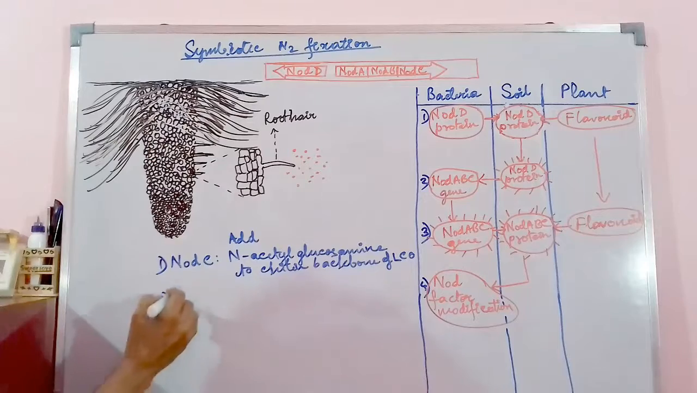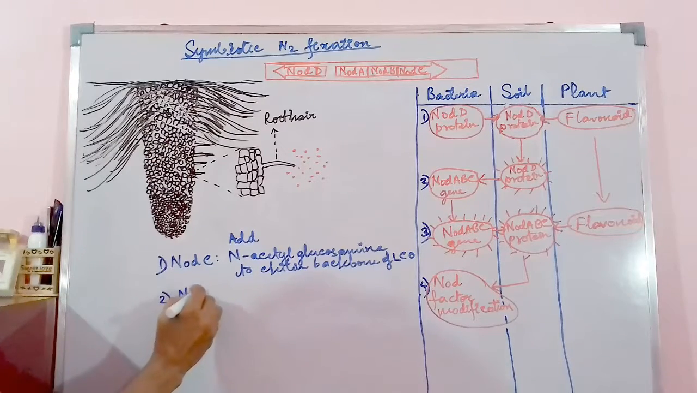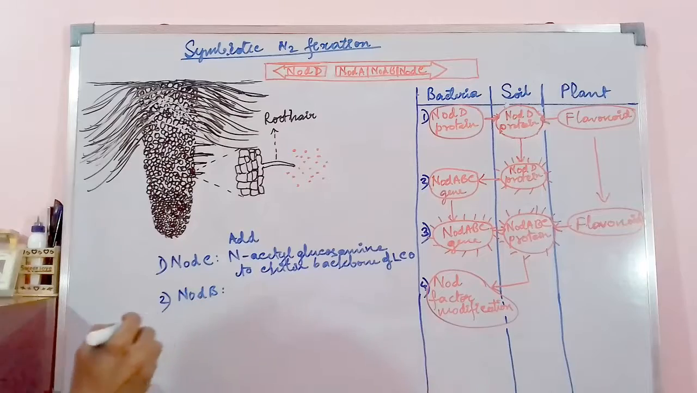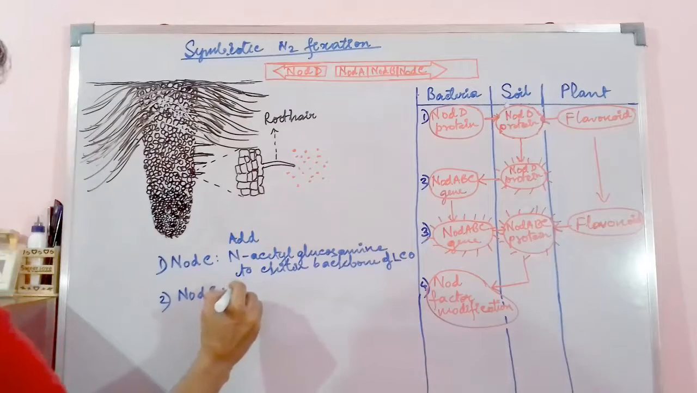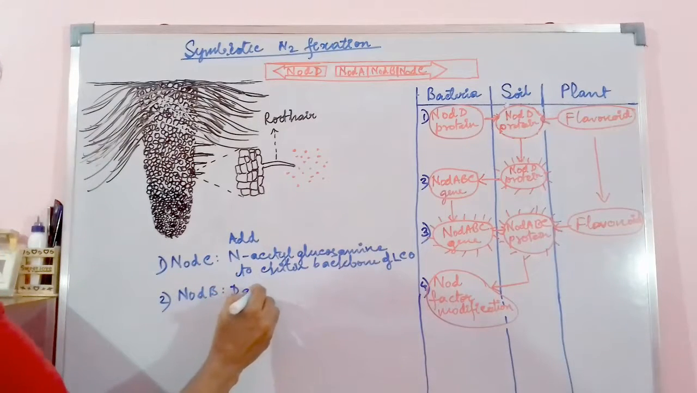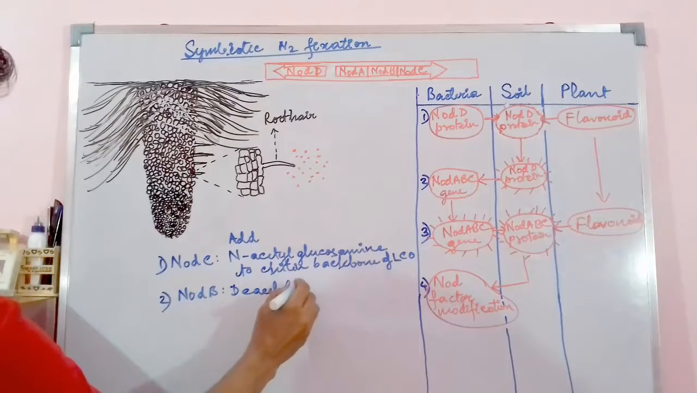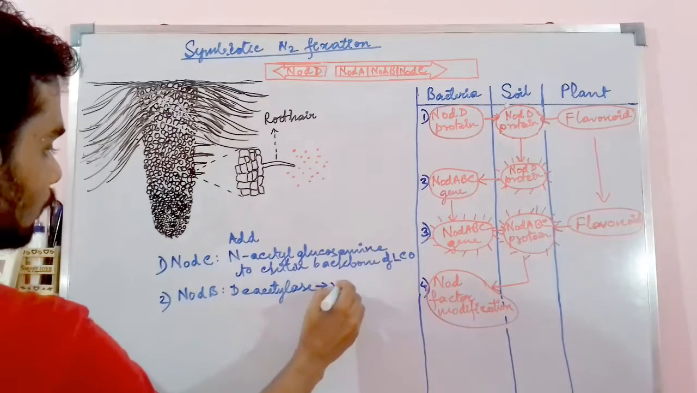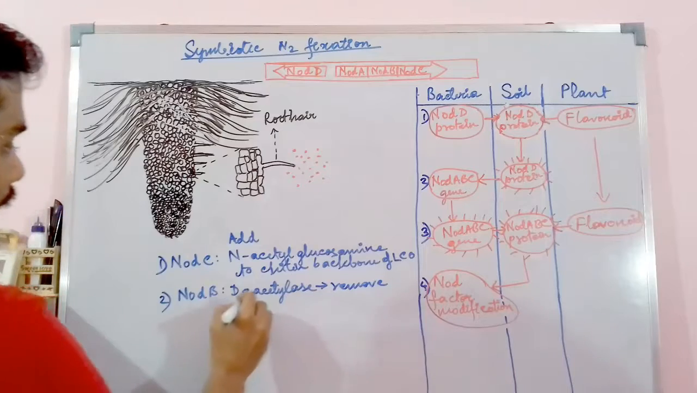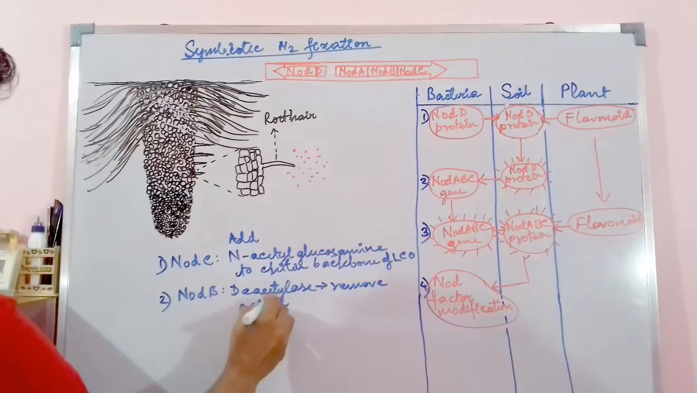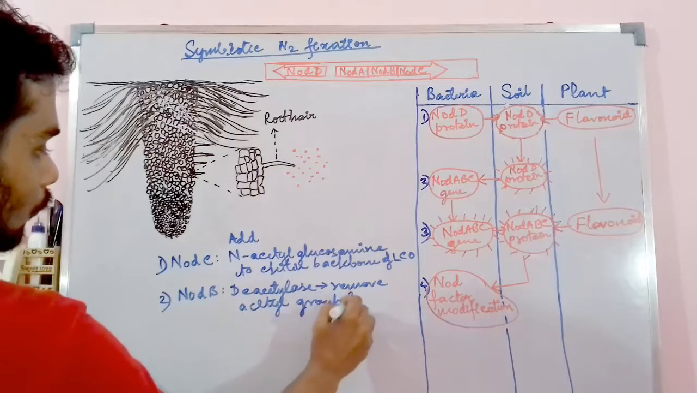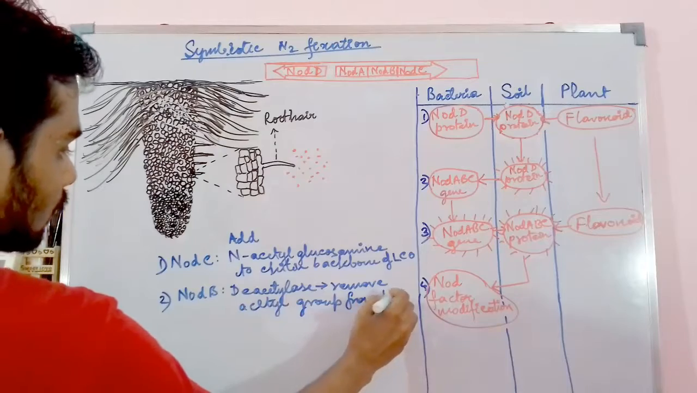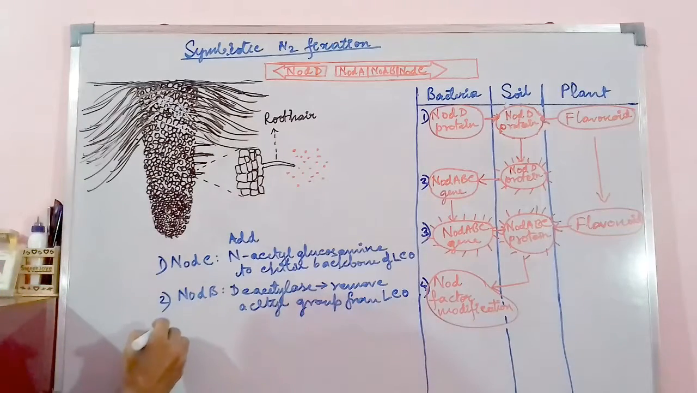And in the second step, node B is a deacetylase enzyme. Node B is a deacetylase, which will remove the acetyl group from LCO.